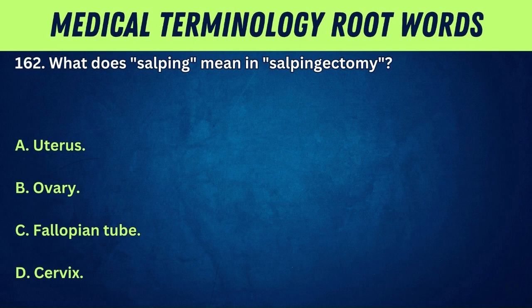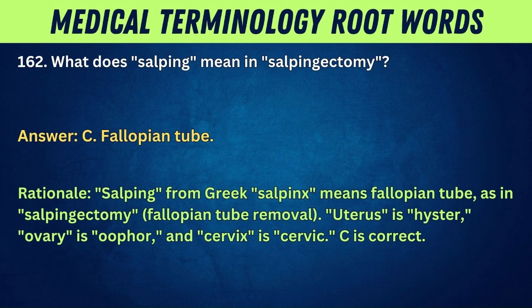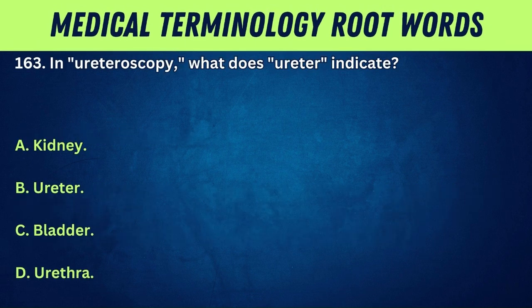D. Cervix. Answer: C. Fallopian tube. Rationale: Salping, from Greek salpinx, means fallopian tube, as in salpingectomy, fallopian tube removal. Uterus is hyster, ovary is oophor, and cervix is cervic. C is correct.